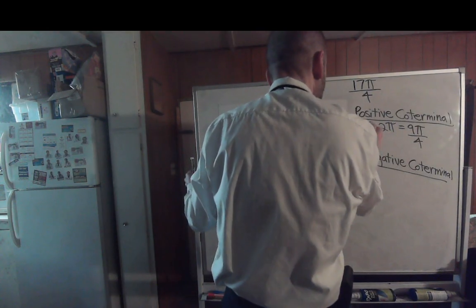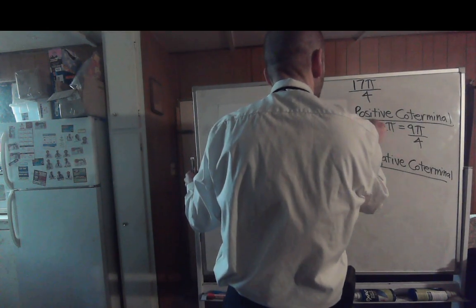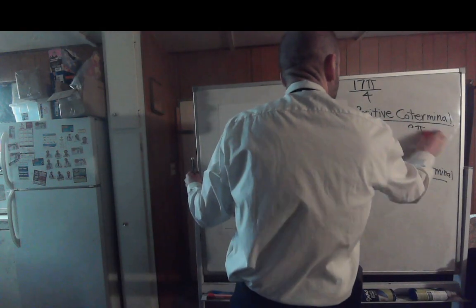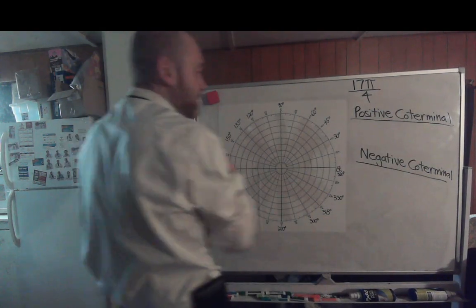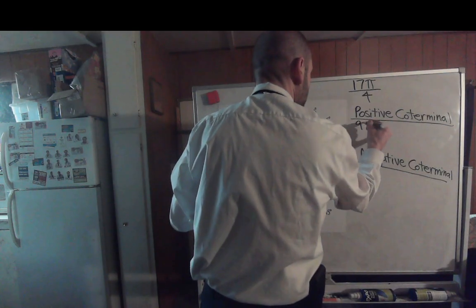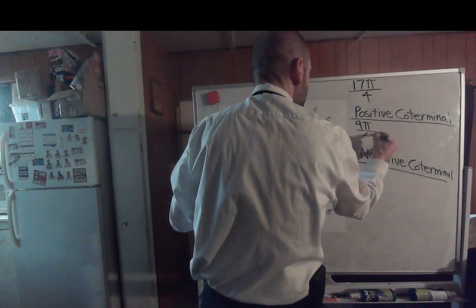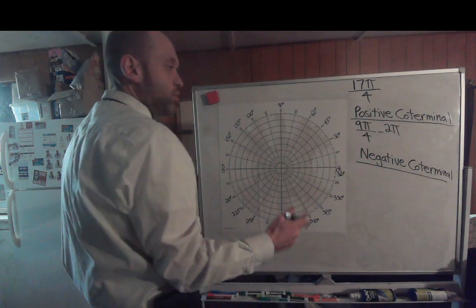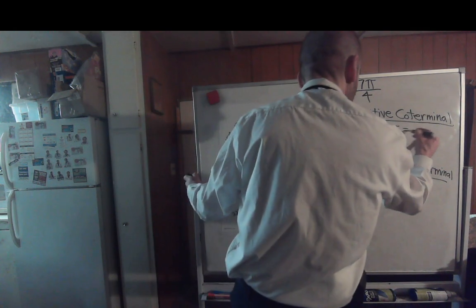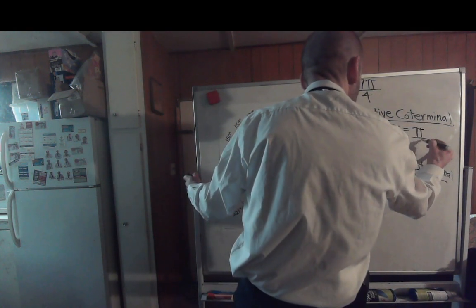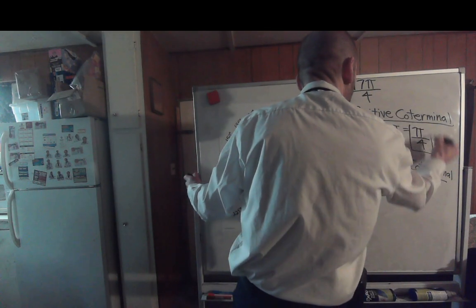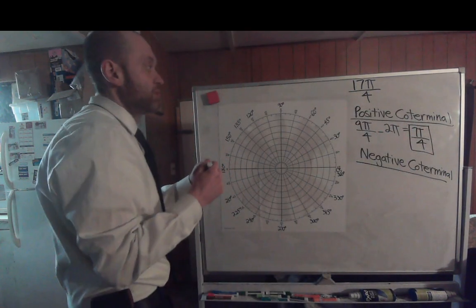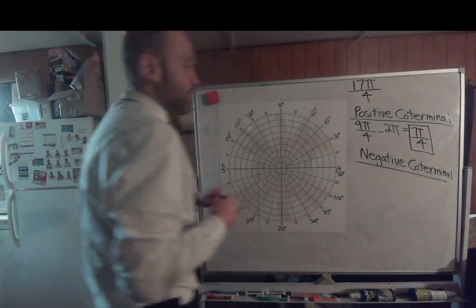I would like, again, if at all possible, to have it less than 2 pi. So let's take that 9 pi over 4 that we just got, subtract another 2 pi. So 9 pi over 4 minus 8 pi over 4, that gives you pi over 4. So pi over 4 is a positive coterminal angle for 17 pi over 4.